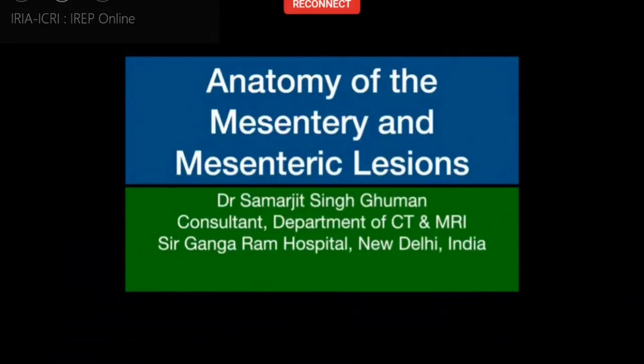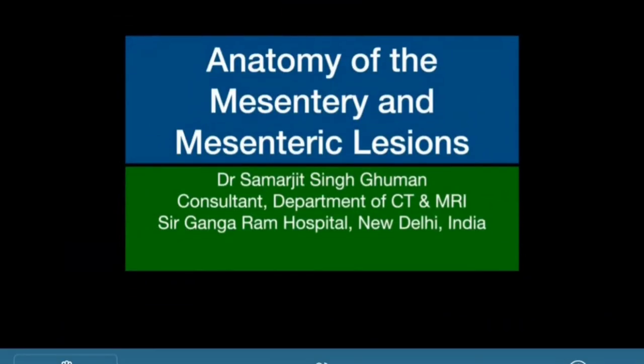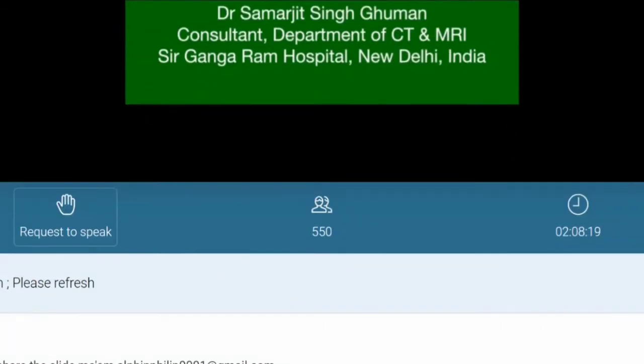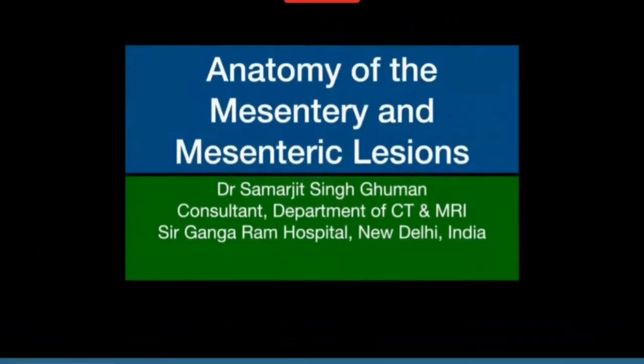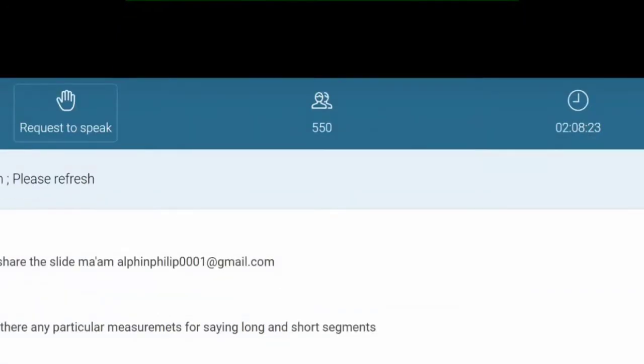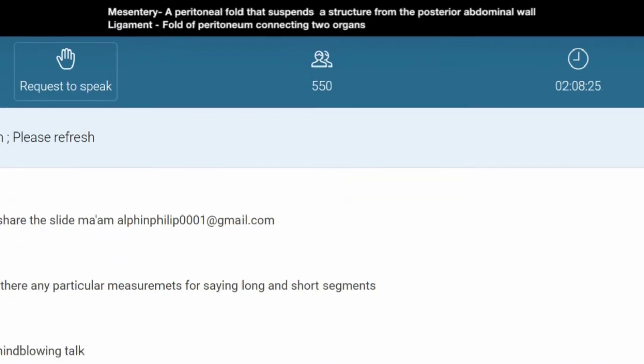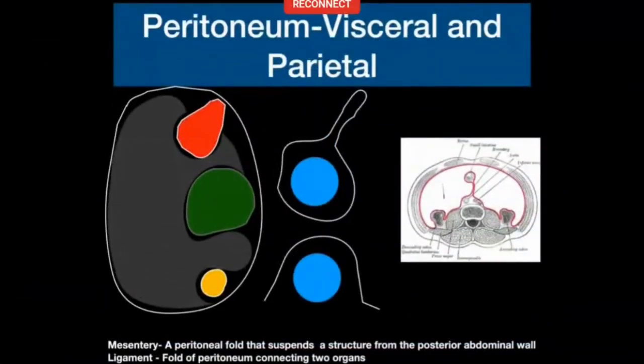I hope I'm able to simplify the mesentery for you. I'll have to go a little fast and I'll try to show only those cases which are relevant to your exam as it comes up. The rest, there is a lot of time for us to discuss later on.